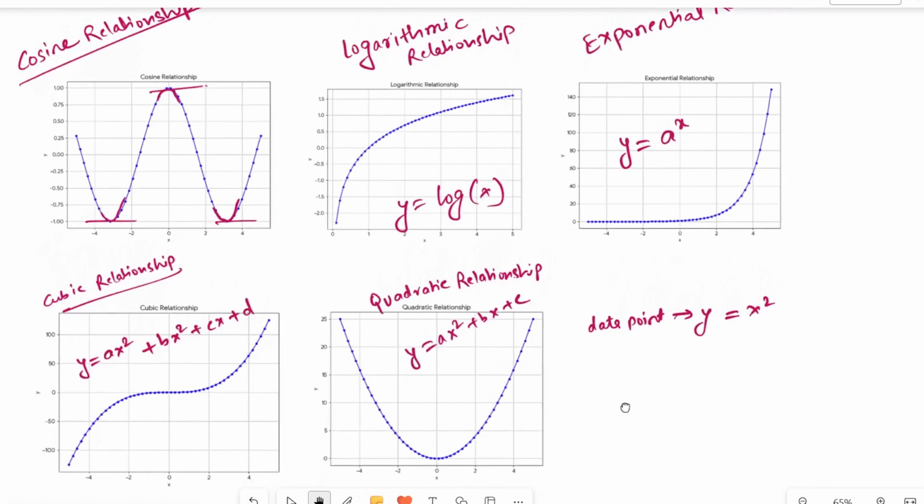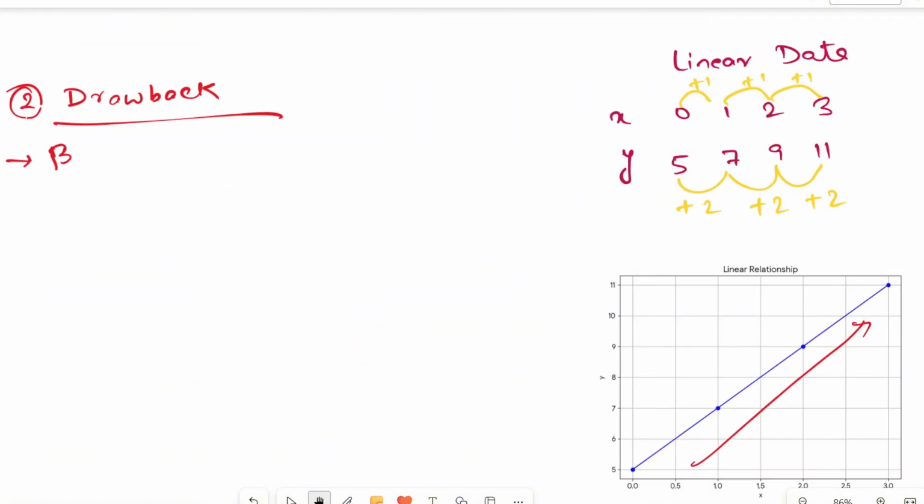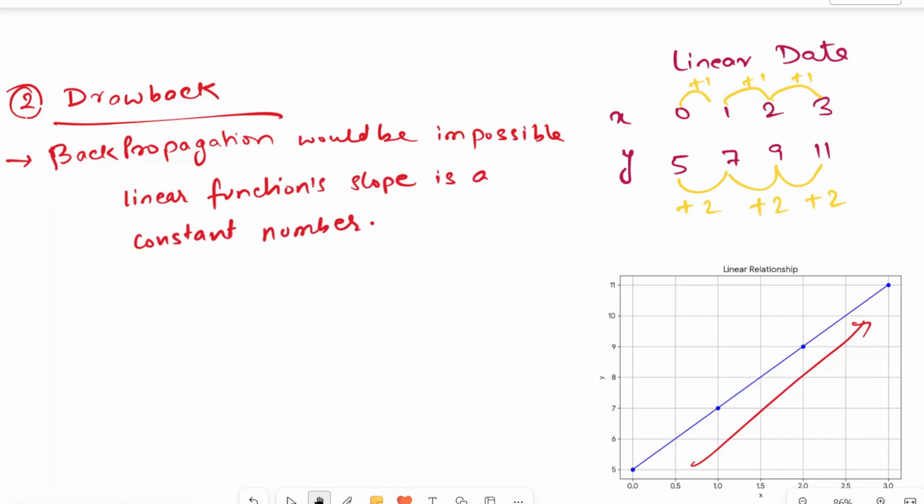Additionally, if we only use a simple linear function in our network, we would run into two big problems. First one is backpropagation would be impossible. A linear function's slope is a constant number. This means it doesn't change with input value. Therefore, when a neural network's weights are updated by a training algorithm like backpropagation to minimize its mistakes by comparing actual and expected values, with a constant slope, it's impossible to make those important changes.